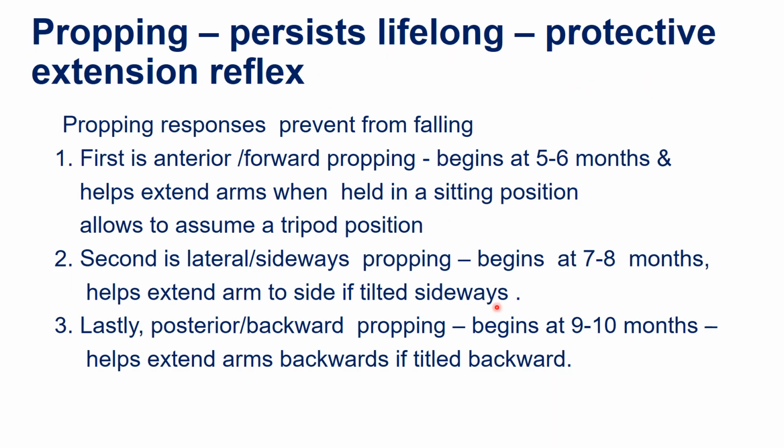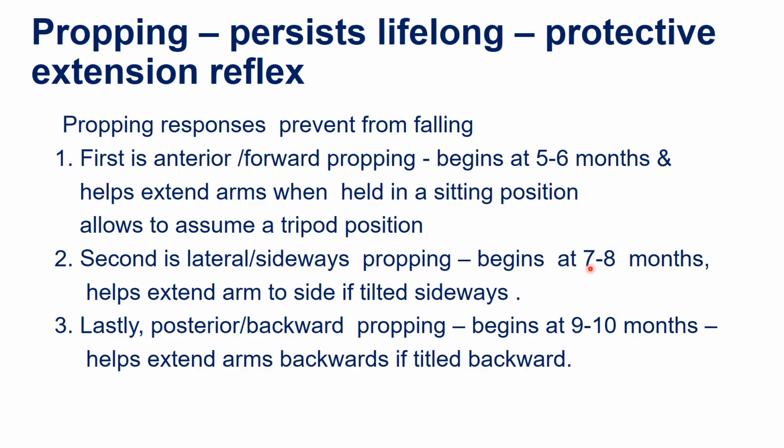Next reflex is propping. This is a lifelong reflex, and it is a protective and extension reflex. These reflexes prevent the child from falling. This is of three types: anterior, lateral and posterior. Anterior propping, also known as forward propping, begins at 5 to 6 months of age. Here, if the child is in a sitting position and tries to lean forward, it helps the child to extend the arm forward and assume a tripod position.